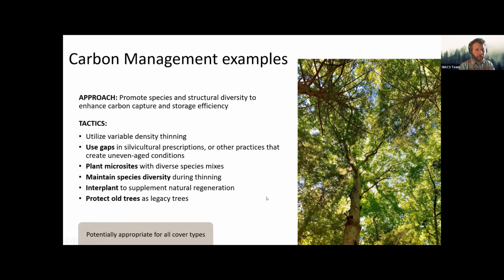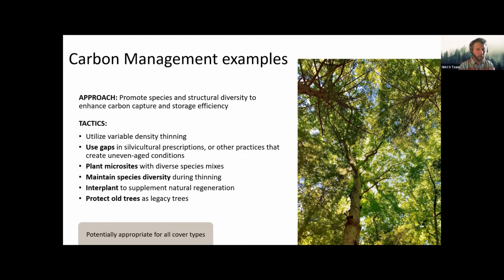Promoting species or structural diversity is another one that has general benefits for resilience. It's one of those good forestry practices that we look towards, and so certainly from a carbon perspective, species and structural diversity has been shown to enhance carbon benefits as well. So more structurally diverse forests are able to pack more carbon into the various vertical structural layers in the forest, for example.